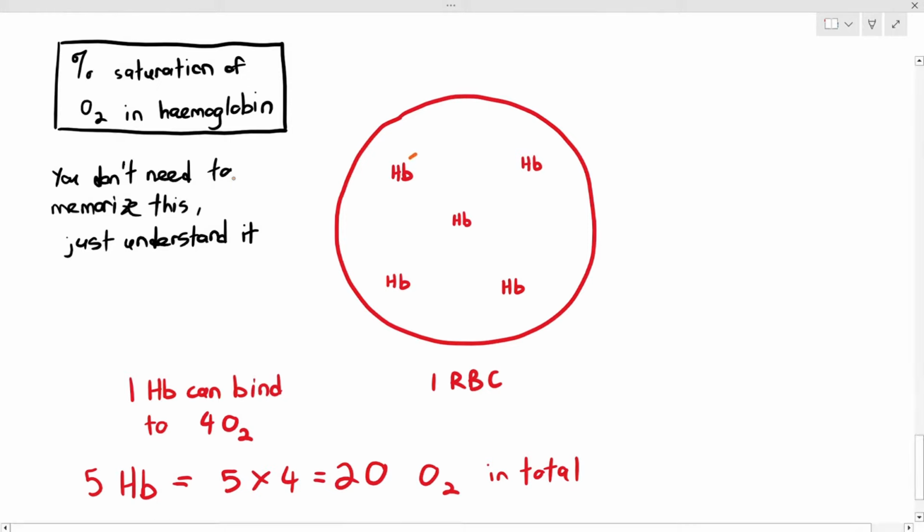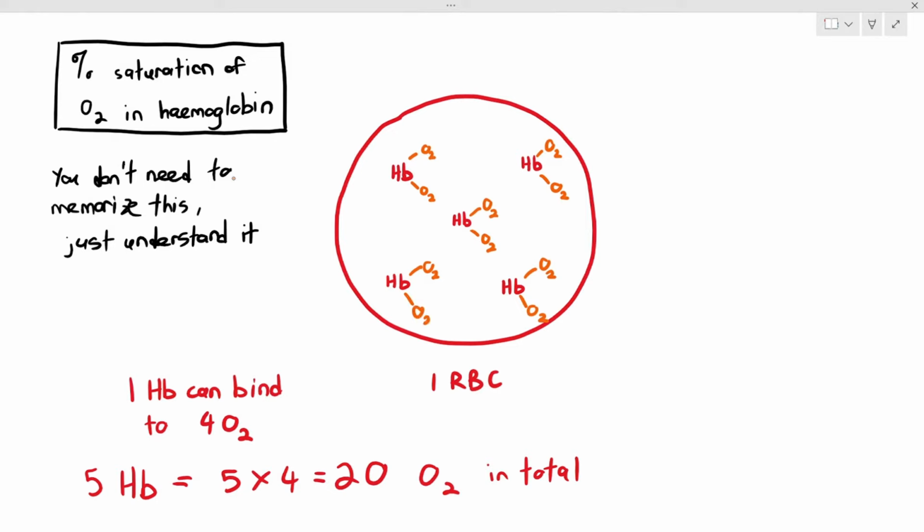Now, imagine this red blood cell. I'm just drawing out some oxygen molecules attached to the hemoglobin. What I want you to do is count the number of oxygen inside the red blood cell. So let's count the number of oxygen molecules, as we can see here. We have 1, 2, 3, 4, 5, 6, 7, 8, 9, 10. It has only 10 oxygen molecules within the red blood cell.